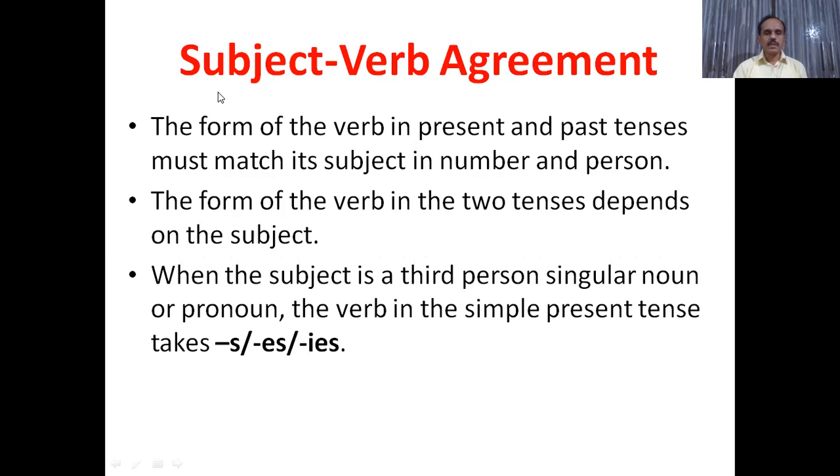Fine, dear students, let us see some details or information about subject-verb agreement. The form of the verb in present and past tenses must match its subject in number and person. That means, whether present or past, the tense form should agree with the subject in number and person. Number means whether singular or plural. Person means whether first person, second person or third person.